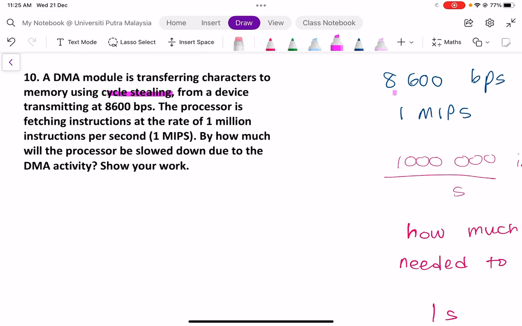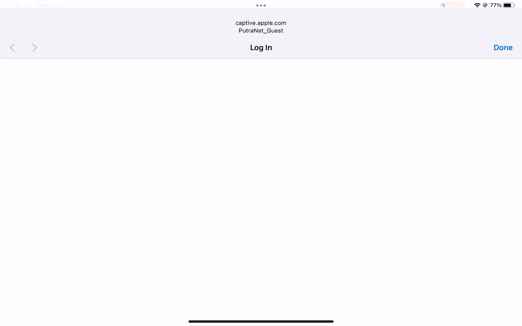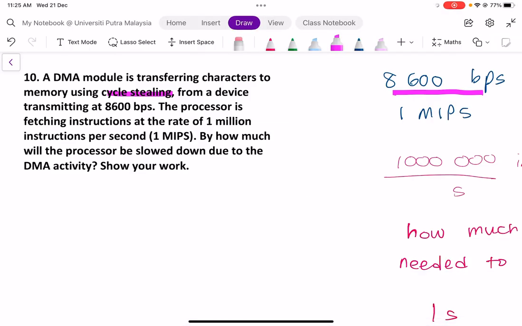So here I wrote it over here. And then the processor is fetching instructions at a rate of 1 million instructions per second, or this abbreviation is given, 1 MIPS. By how much will the processor be slowed down due to DMA activity?